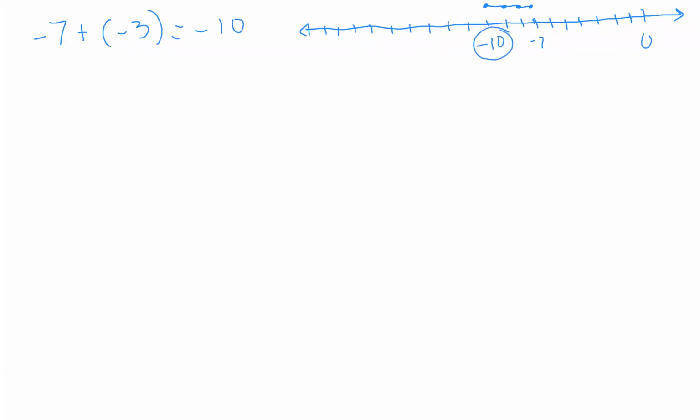We could also look at negative 7 plus 3. Well, using the rules, negative 7 and 3 have different signs. So I want to find the difference between my negative and my positive. So I subtract. 7 minus 3 is 4. And it just so happens that I have more negatives. So my final answer is negative 4. Well, let's look at a number line.